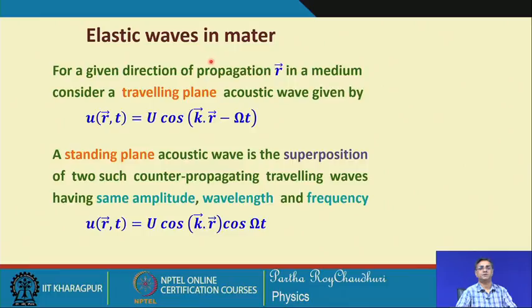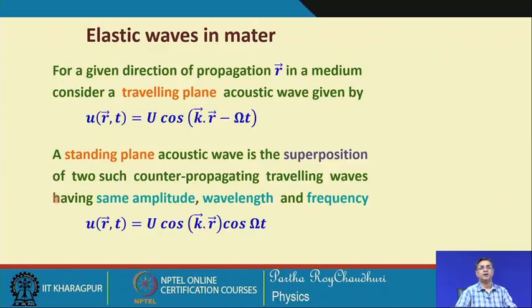Now, elastic waves in matter: for a given direction of propagation r in a medium, any plane travelling acoustic wave can be represented by this. We have seen that this represents the phase of the wave, which is a plane wave front, K dot r minus omega t. This capital omega is the frequency of the acoustic wave. This should be capital K in the case of an acoustic wave, if we want to differentiate from electromagnetic waves. Capital K is the propagation vector, and u is the amplitude of the acoustic wave.